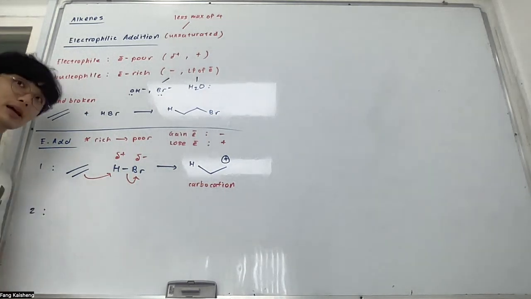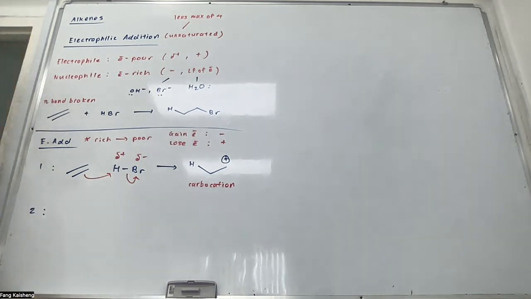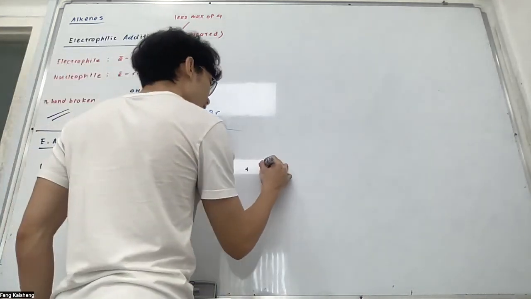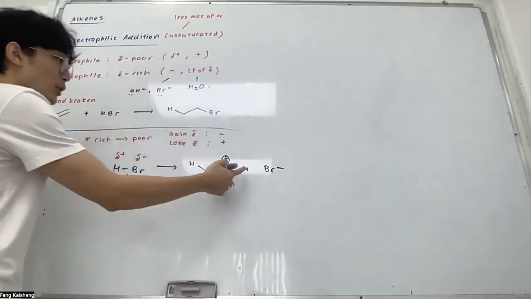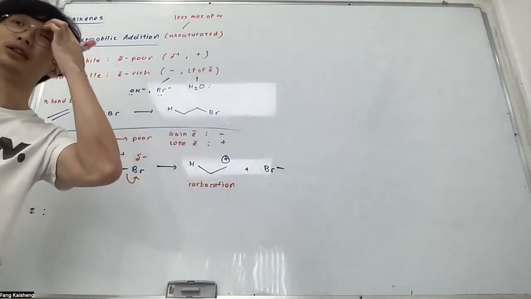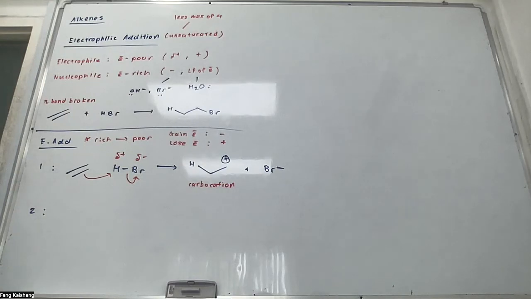Now guys, look at Br. What happened to him? Gaining or losing? He's gaining some electrons, right? So he must become Br minus. So notice I'm going to put the plus with a circle over there just to differentiate it from the plus that you see in the equation. That's my own preference. You don't have to mind. Okay, so we have the carbocation.